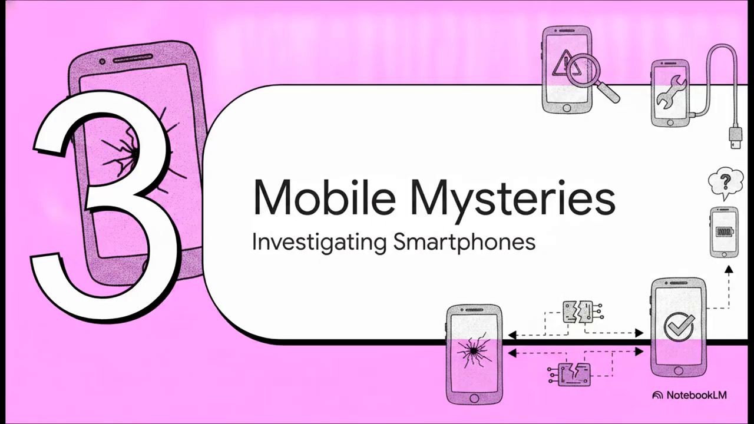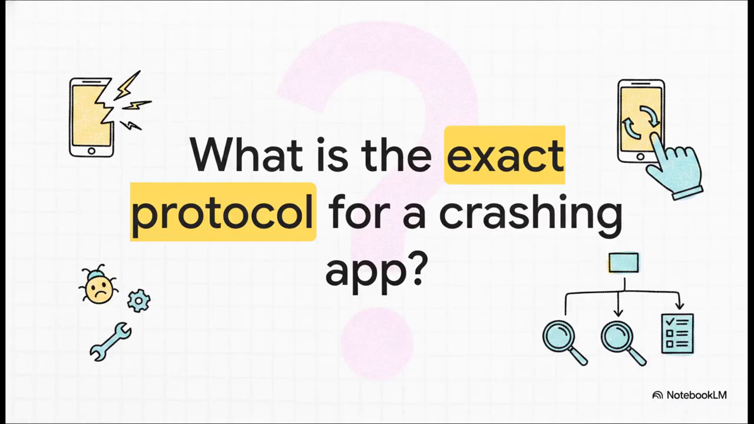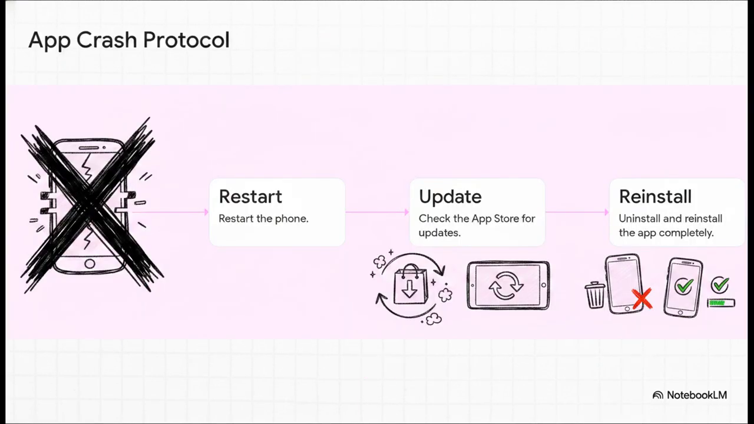Let's shift gears to Section 3, Solving Mobile Device Mysteries, Investigating the Smartphone. We carry these things in our pockets every day. So when a user taps an app and it immediately crashes or just hangs indefinitely, it's a pretty urgent mobile mystery. So what is the exact step-by-step protocol for this specific scenario? Let's walk through how this builds, because the sequence is incredibly strict.